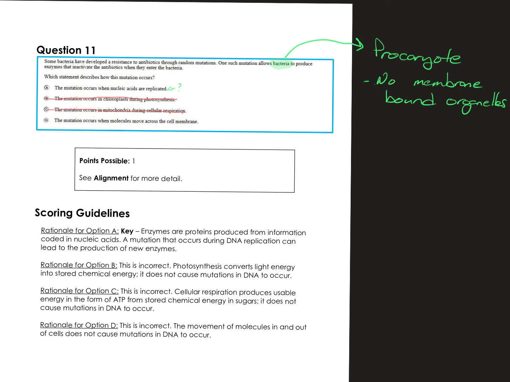This is happening in the genomic DNA. The mutation occurs in molecules that move across the cell membrane. When molecules move across the cell membrane, that's osmosis or diffusion. That again has nothing really to do with mutations. So our first choice was actually the best answer. So it's definitely A.